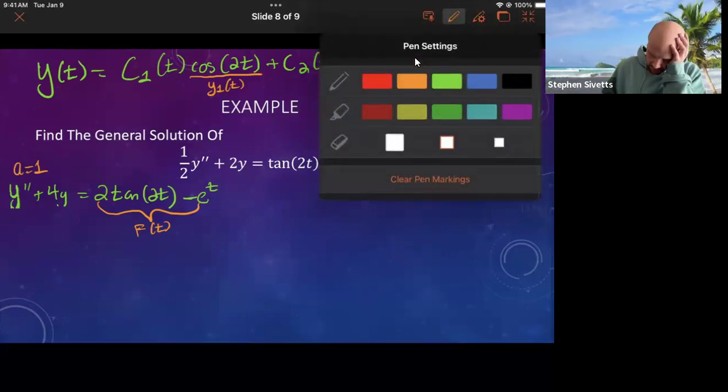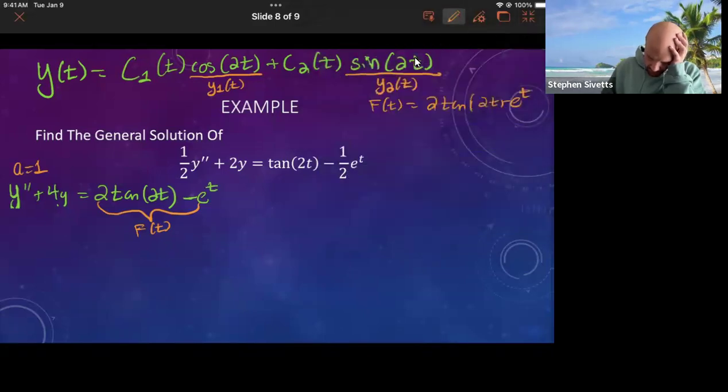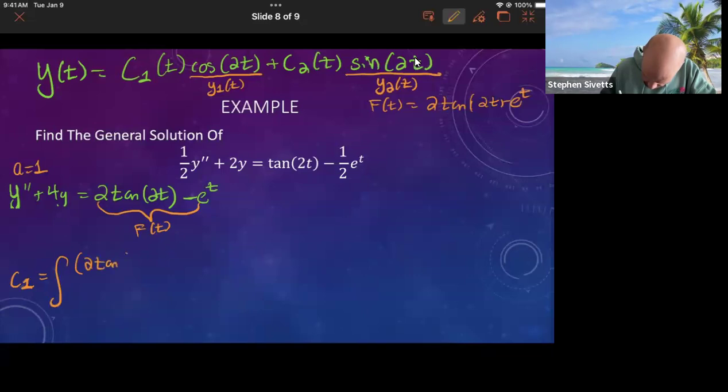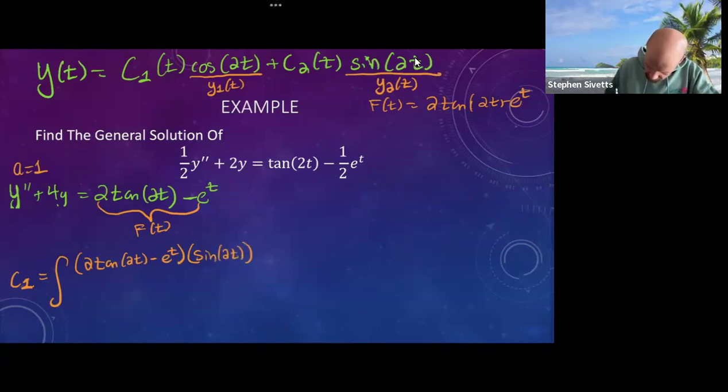So what we need to do now is solve for C1 and C2. So C1 is equal to the integral of our f of t, minus e to the t, times y2, where y2 of t is sine 2t. And then that is divided by 1 times the Wronskian.